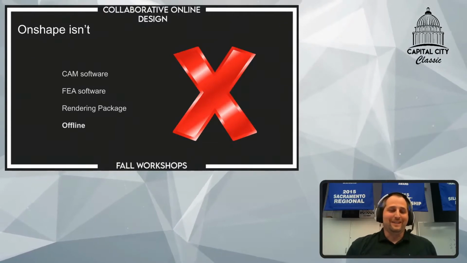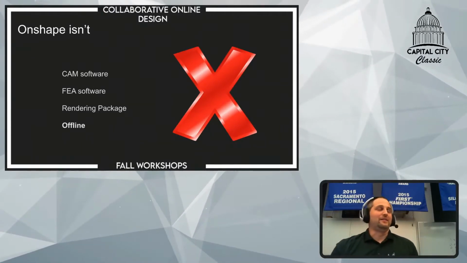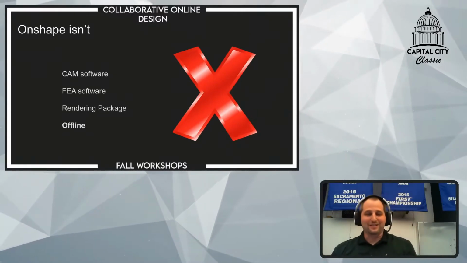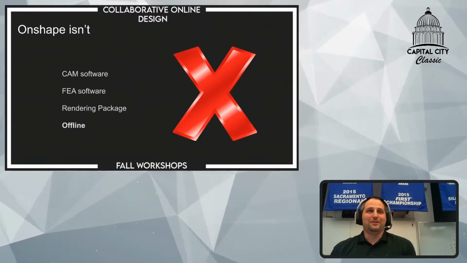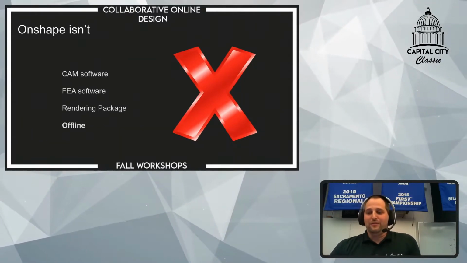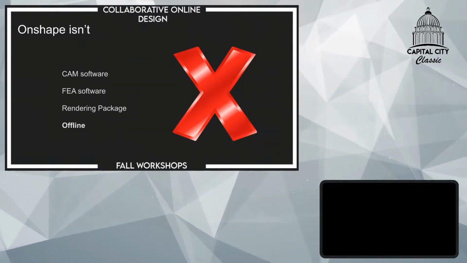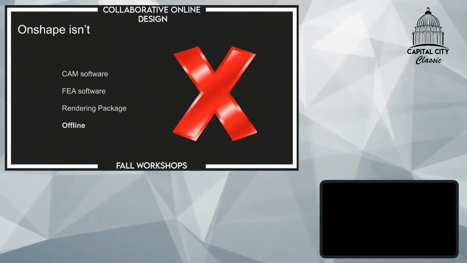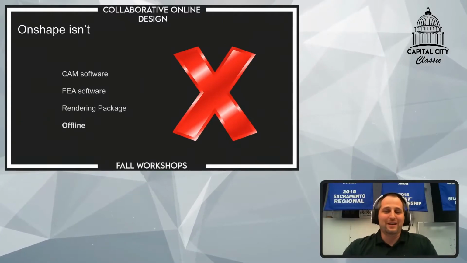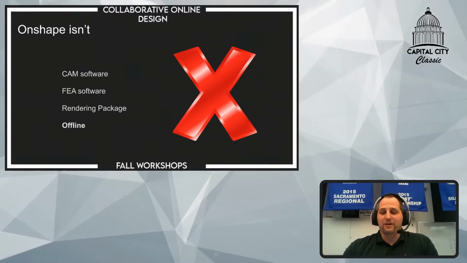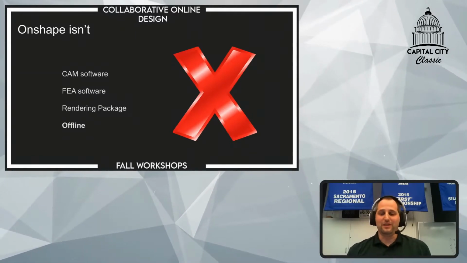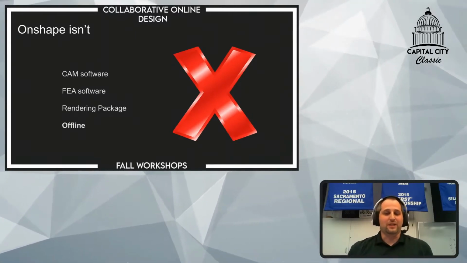Onshape is not CAM software, finite element analysis software, or rendering package. It doesn't work offline. These are some downsides to it. It's a great parametric modeling tool. But if you want to create a render of your package, do some CAM, run a finite element analysis, stress analysis, you're going to have some issues there because those aren't built into it as a feature.